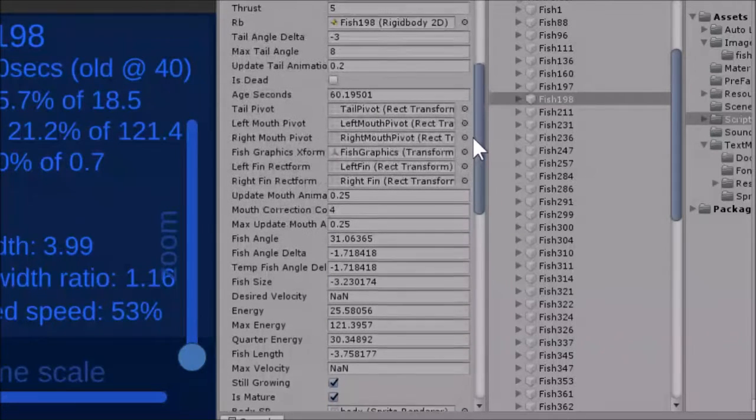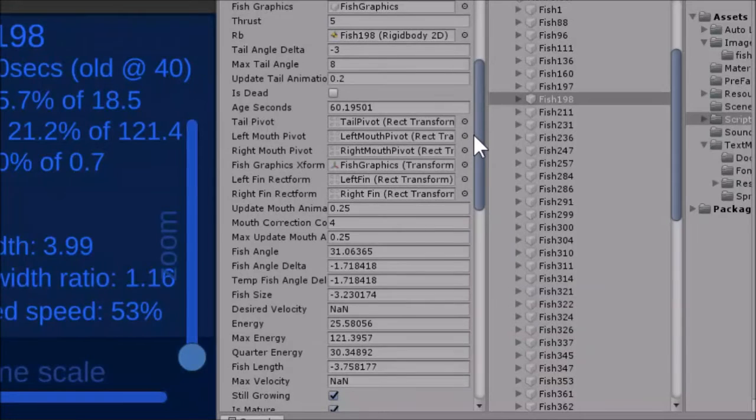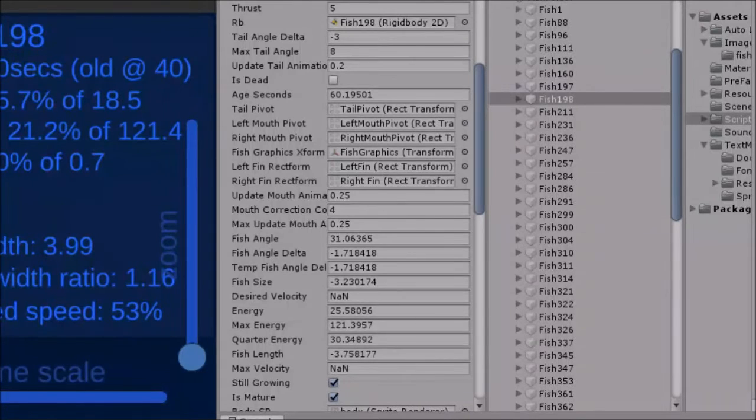All right, so I'm going to take a screenshot of these things so I don't forget what I'm seeing here.